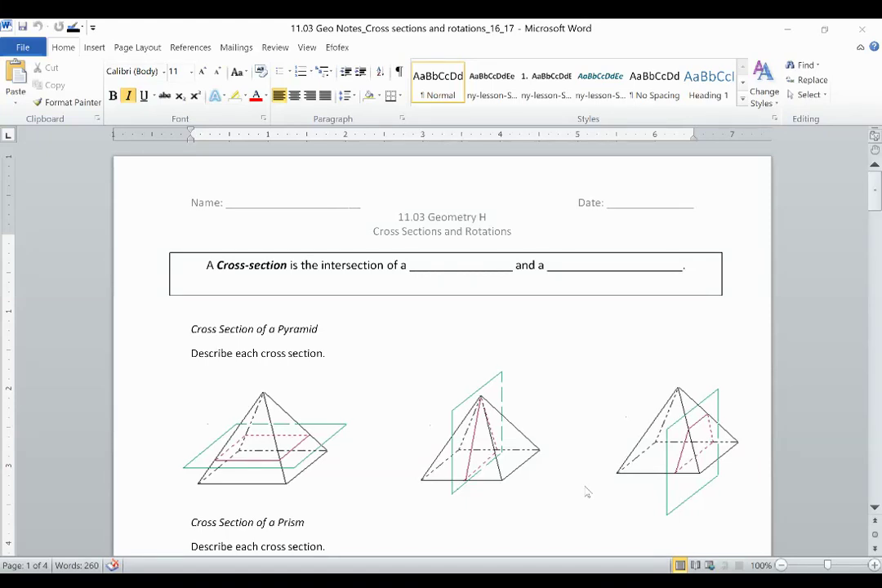We're on 11.03 for geometry today. We're talking about cross sections and rotating two-dimensional figures to create three-dimensional figures. I know it sounds really cool, and it is. So what is a cross section?